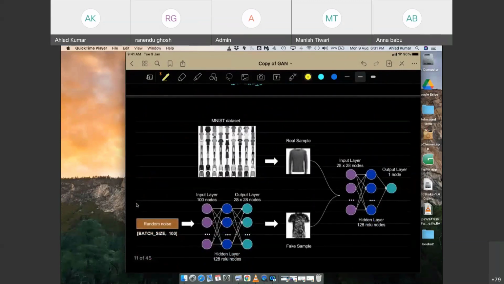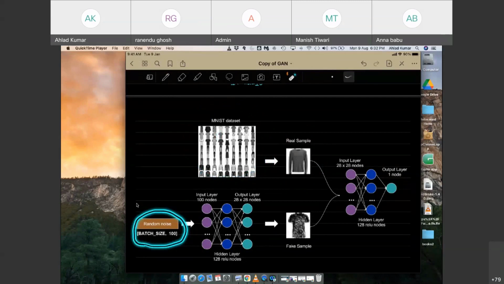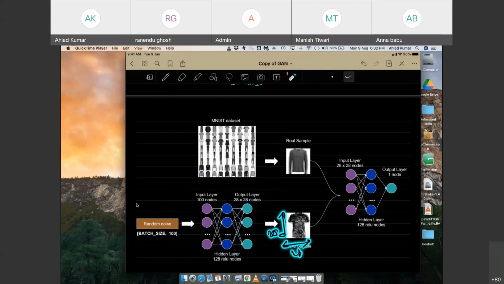So here again it is showing you that same story. Instead of cat images we have MNIST dataset images. Here we are taking a sample from the real data, and from here you are taking a random noise, and you can see how this noise, a vector of 100 cross 1, is expanded into a 28 cross 28 vector of output nodes which are reshaped back into an image. So this is basically 28 cross 28.